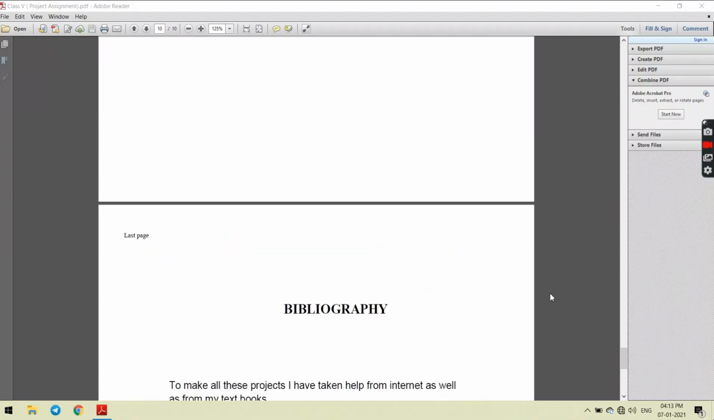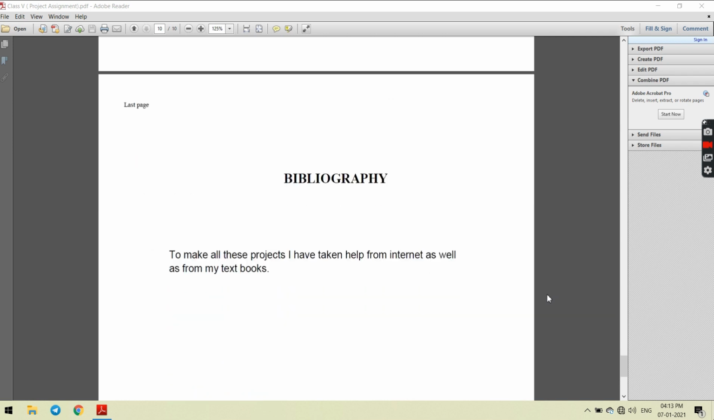In the last page, you write your bibliography. Here, you will write, to make all these projects, I have taken help from the internet as well as from my textbooks. Hope you have understood well.